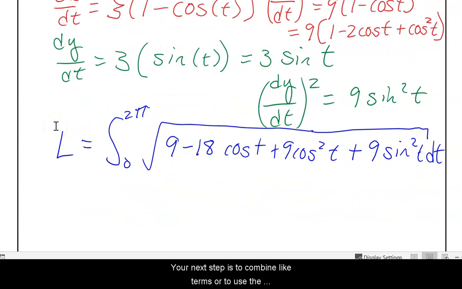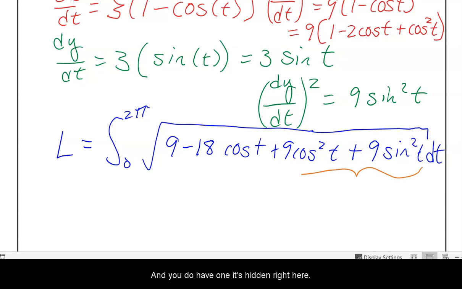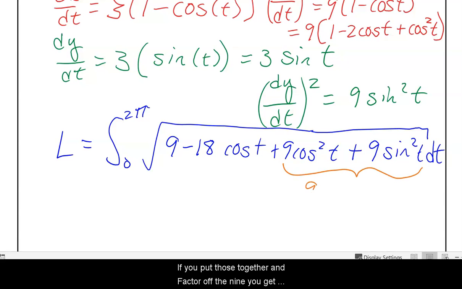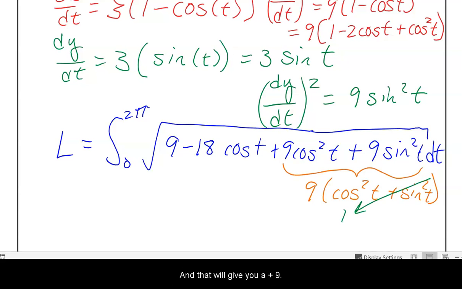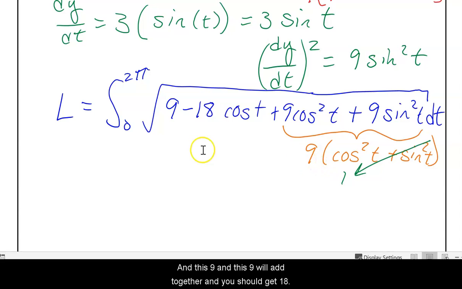Your next step is to combine like terms or to use a Pythagorean identity to simplify. And you do have one, it's hidden right here. If you put those together and factor off the 9, you get cosine squared plus sine squared of t, which of course is just 1. And that will give you a plus 9. So you get 9 times 1, which is 9. Then this 9 and this 9 will add together and you should get 18.